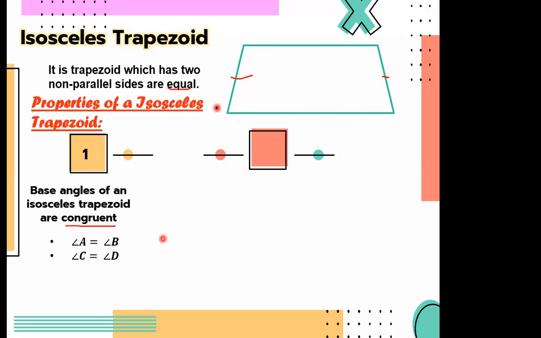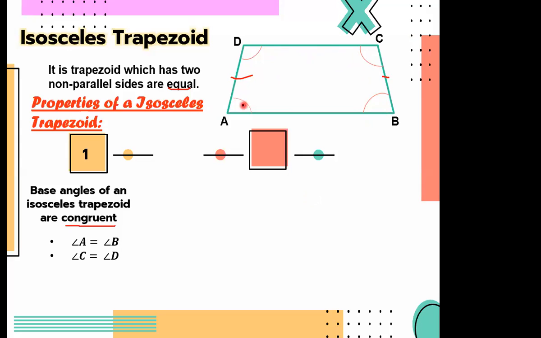Now, which is angle A here? This is angle A and this is angle B. So angle A and angle B will be the base angles and their measurements should be equal. Similarly, the other pair of base angles is this one, C, and D. So these are the base angles because these are the bases of the trapezoid. So C and D will also be equal. So the measurements of base angles are equal.